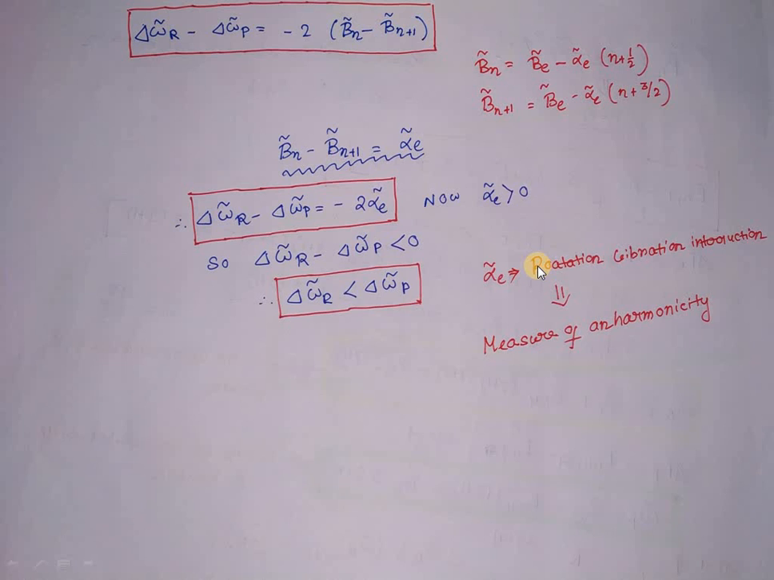The larger the value of the rotation vibration interaction term, the more anharmonicity in the system. As the vibration gets more anharmonic, alpha E will also increase, so there will be a more pronounced difference between the spacing of the lines in the R branch and P branch. So that's all from the chapter on rotation vibration interaction.